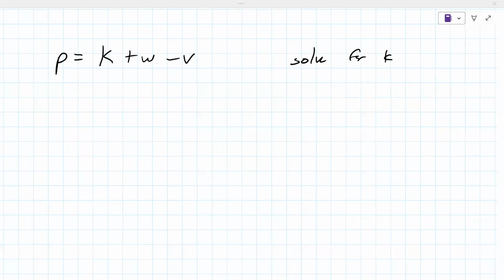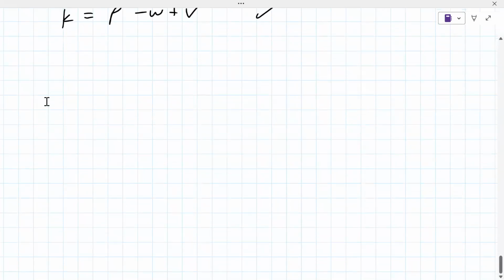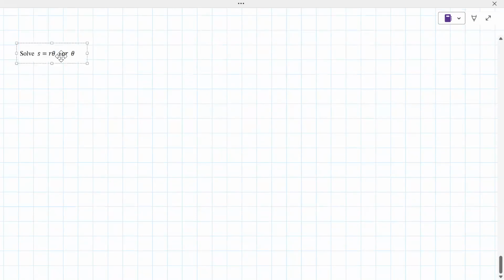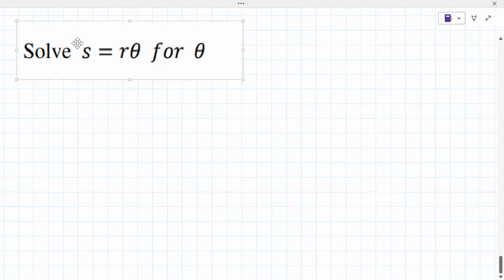Is it K equals P minus W plus V? Good. Really good. Did I get it right? Yes. All right. Here's a new one for you to try.